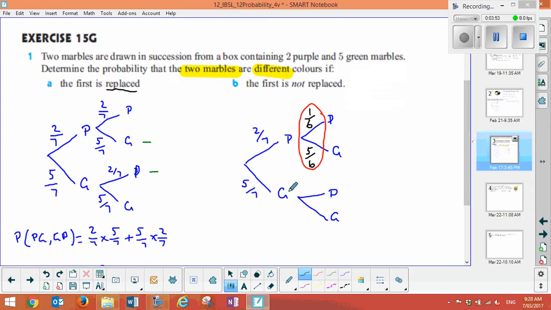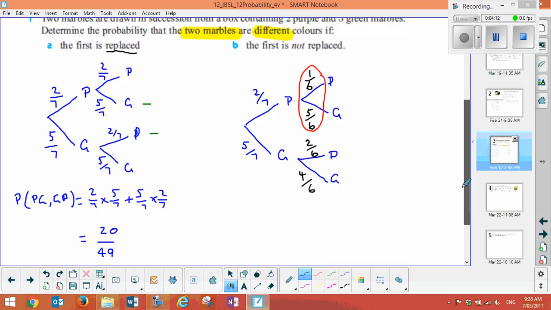In this case, we've taken a green out once we get to this point, so we still have 2 purple left, but we only have 6 marbles. Now we've taken a green, so we've only got 4 left out of the 6 marbles, and again they add up to 1. Sometimes it's not worth simplifying this down to 1/3 and 2/3 because up here we can't simplify and we want to be able to add the fractions together.